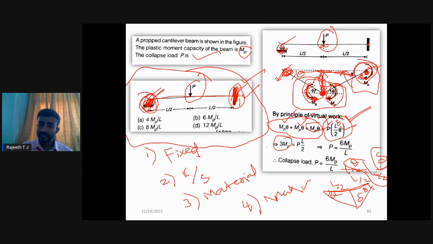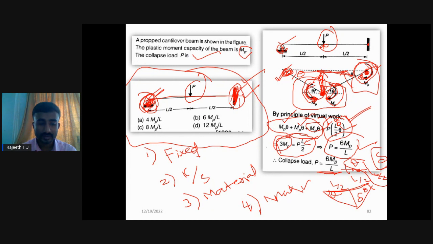So the force here is P. Delta is the deflection, so the external work is P into L by 2 into theta. Now if you substitute and equate according to the principle of virtual work, you will get P as 6 MP by L, nothing but collapse load equal to 6 MP by L.